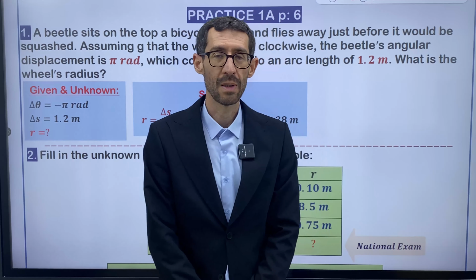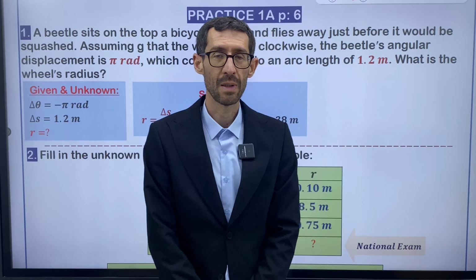Question number 1. Let me read the question for you. It says, a beetle sits on the top of a bicycle wheel. There's an insect or beetle on the top of the tire, and it flies away just before it would be squashed. Actually, it is rescued from the danger. It says, assuming that the wheel turns clockwise. You see, clockwise means negative or positive? Guess the direction. You are right. It's negative. Clockwise means negative.